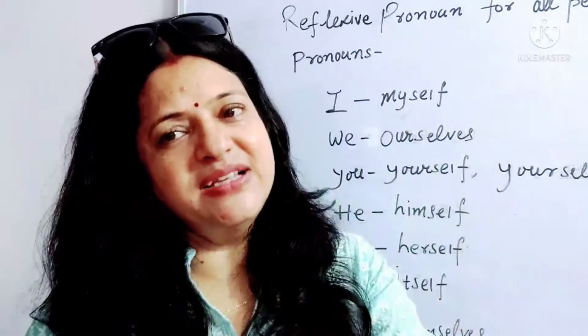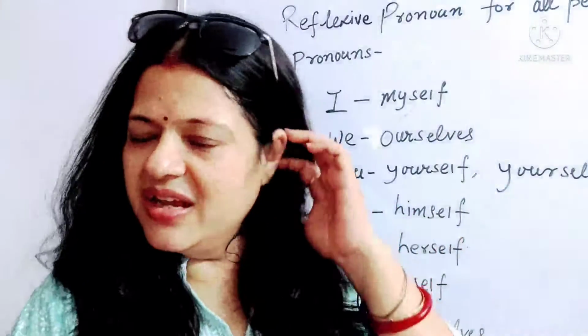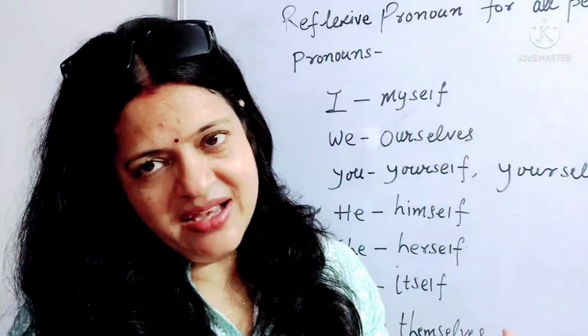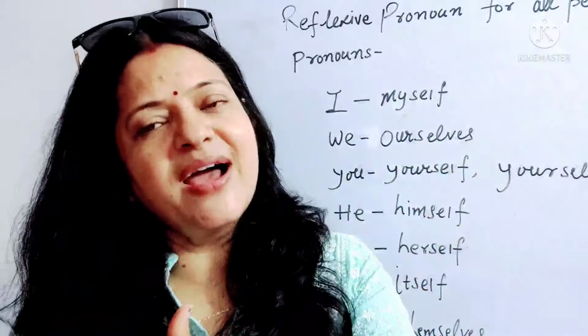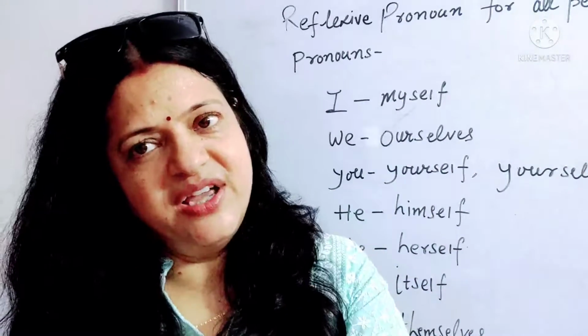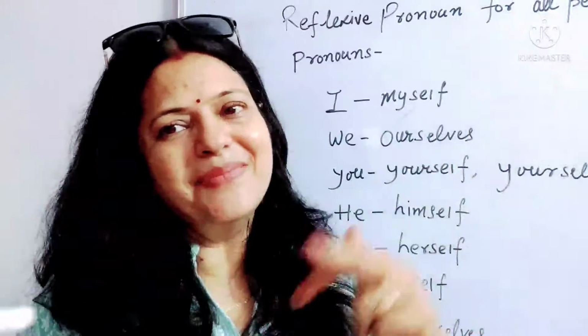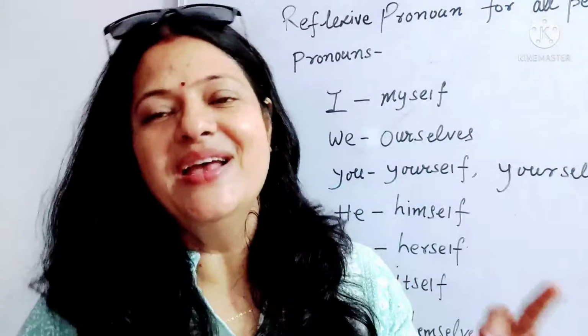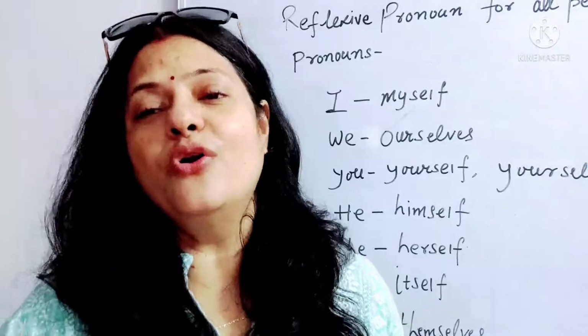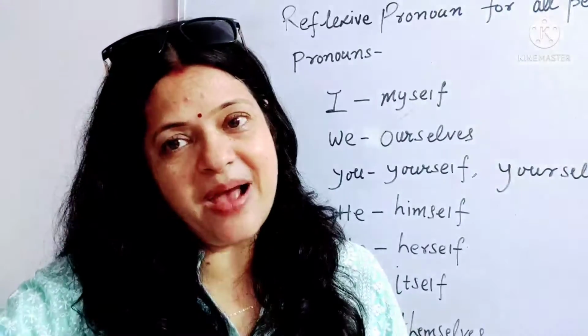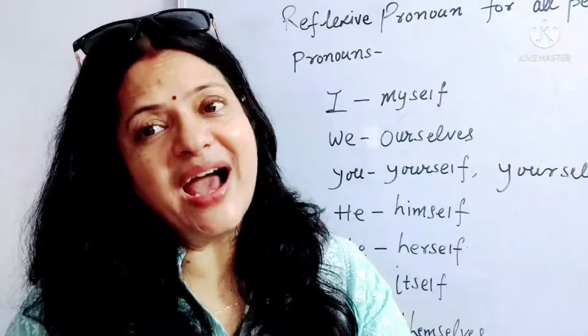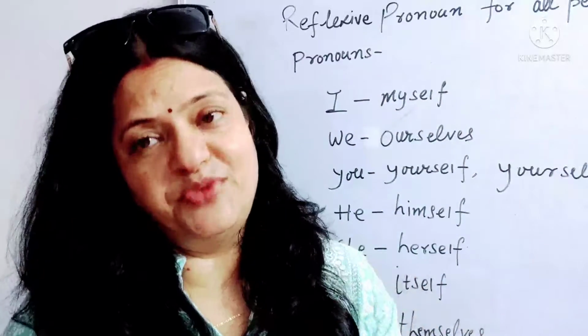So I and myself are the same. It means that I is the subject and myself is actually the object here. It's working as an object, but still we see that I and myself are the same person. So a reflexive pronoun always reflects back its own action on the object.